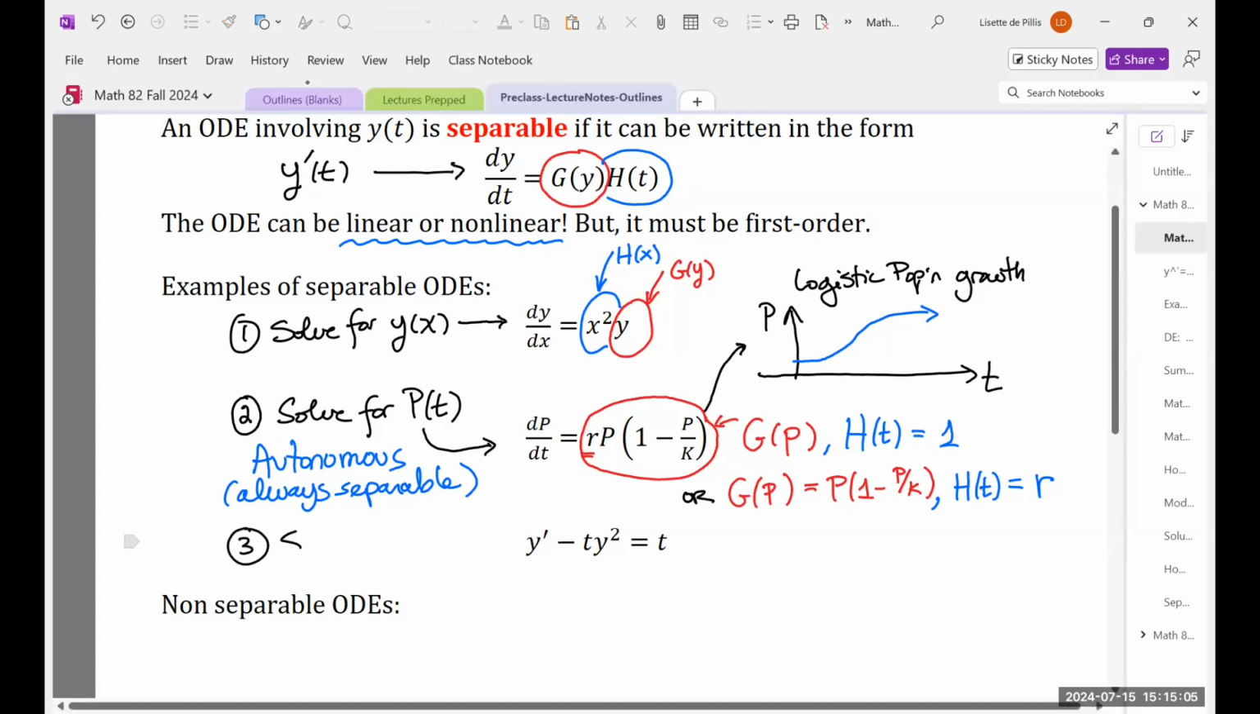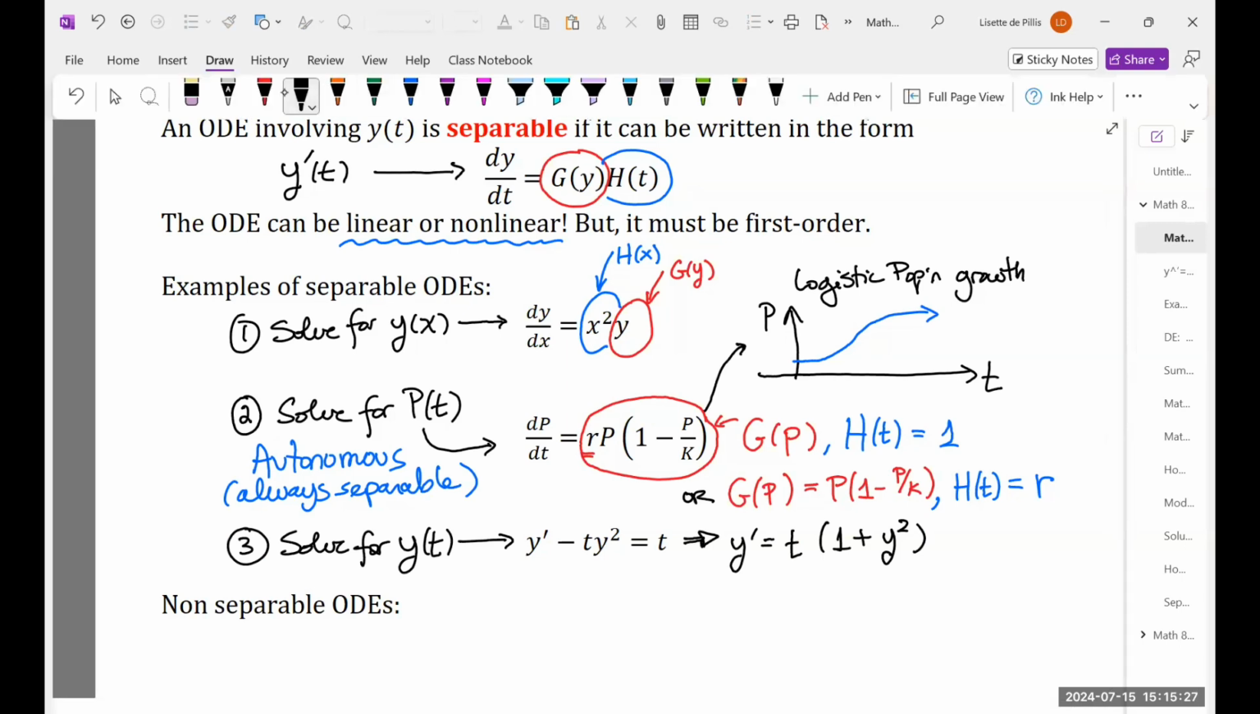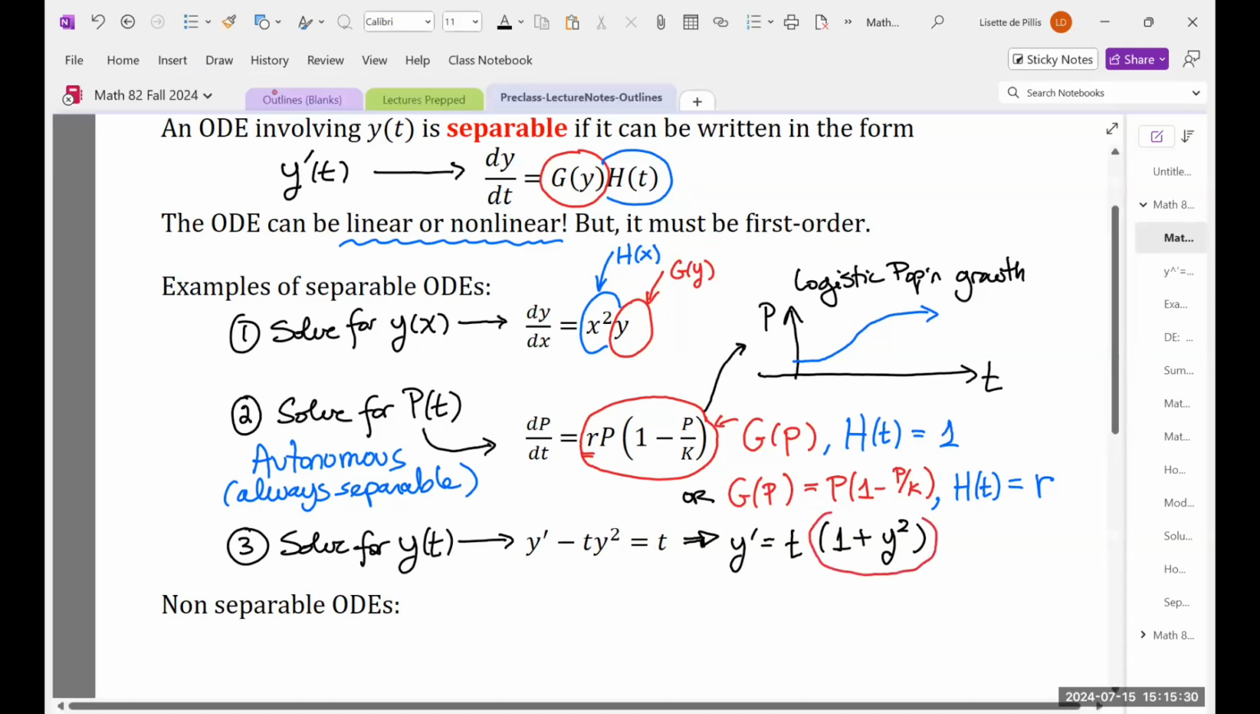All right, let's look at the last example. Here, we're solving for y of t. So y prime now represents y of t. And in order to solve for this, we do just a little bit of a rewrite in order to see that it's separable. And we see that y prime is t times 1 plus y squared. And so we can quickly see that 1 plus y squared is playing the role of g of y, and t is playing the role of h. That's my h of t. Okay, so those were all examples that were separable and worked out well.